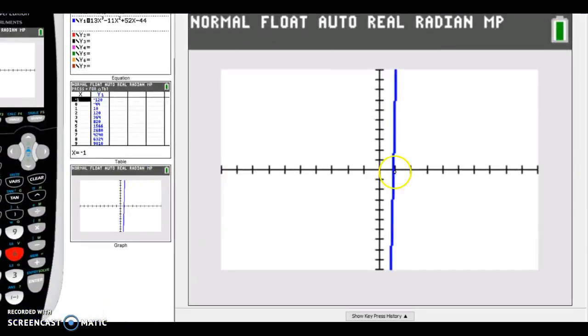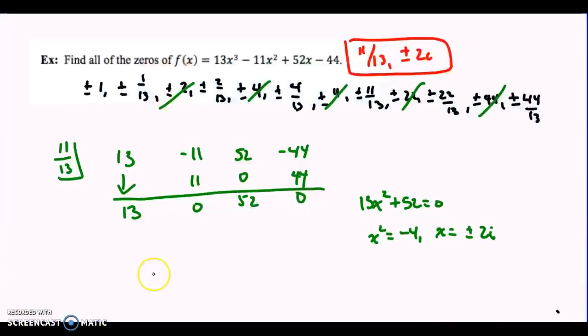And if I look back at the graph, it looks like the number has to be close to 1, which means that 1 over 13 is pretty close to 0, so that's got to be out. 2 over 13 is pretty close to 0. And 4 over 13 is getting closer to half, but not close to 1. 22 over 13 is more than 1, and so is 44 over 13. So it looks like my only possible roots could be plus or minus 1 and plus or minus 11 over 13.